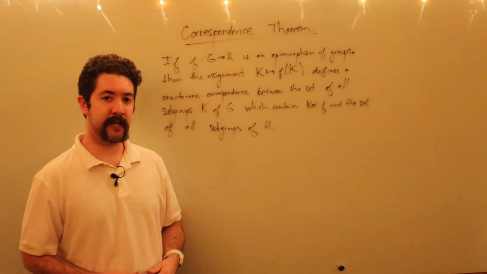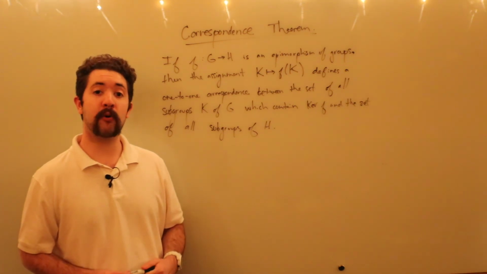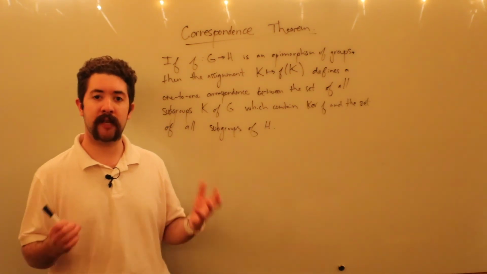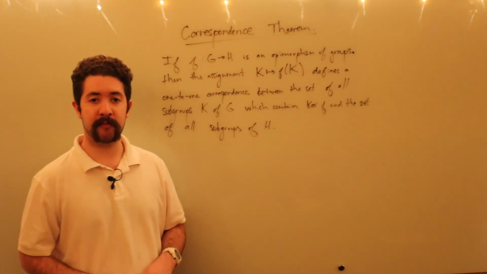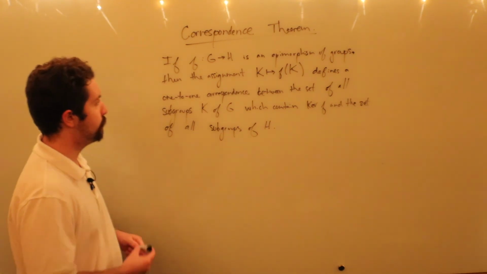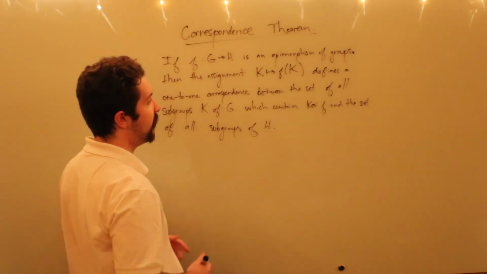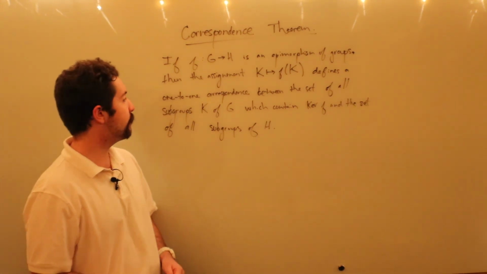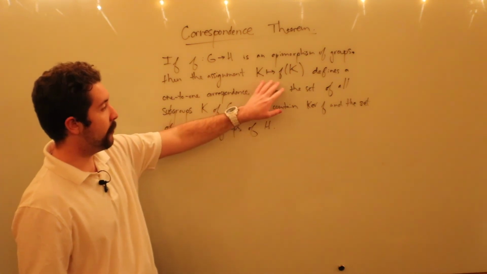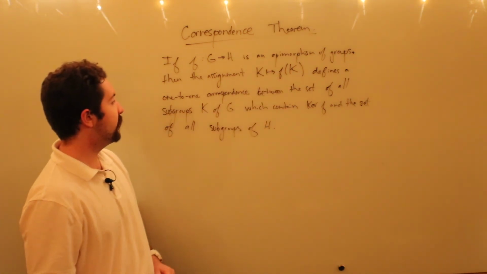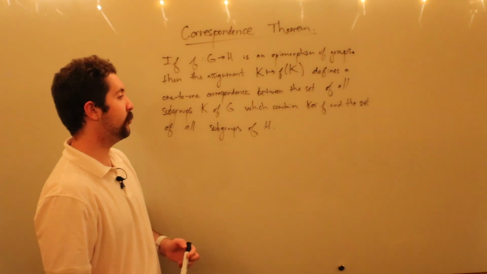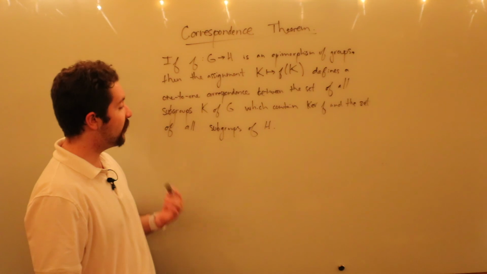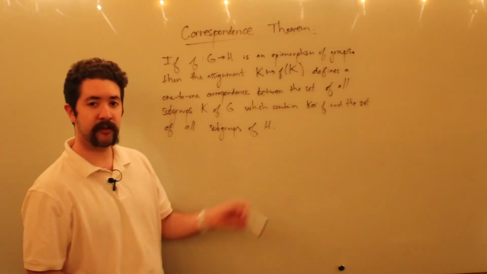So our final theorem today, which I'm going to state without proof, is called the correspondence theorem. It is usually considered alongside the isomorphism theorems, sometimes called the fourth one. What it says is that if F is an epimorphism of groups from G onto H, then the assignment K mapping to F of K defines a one-to-one correspondence between the set of all subgroups K of G which contain the kernel of F and the set of all subgroups of the group H.